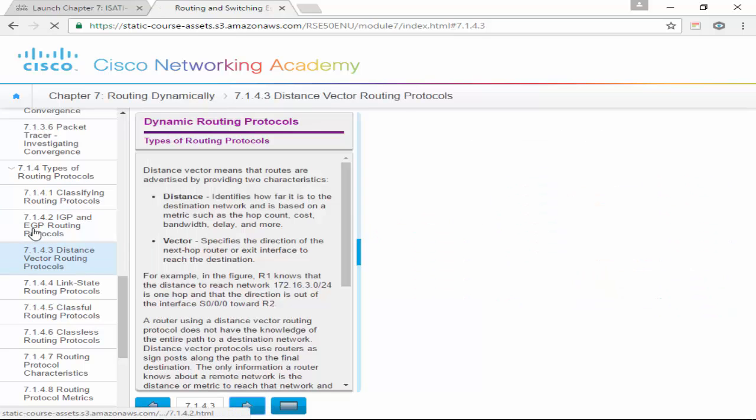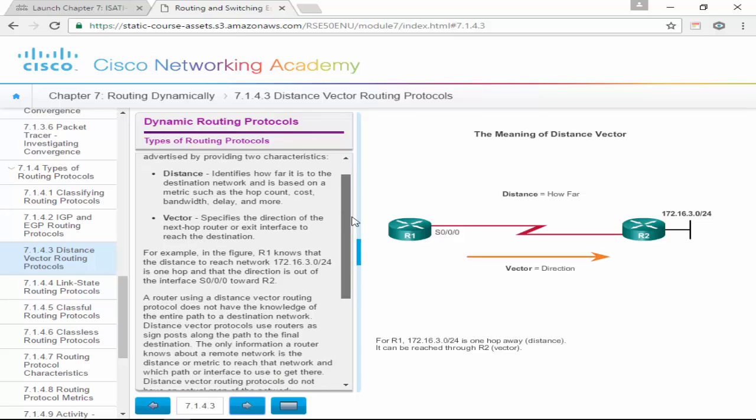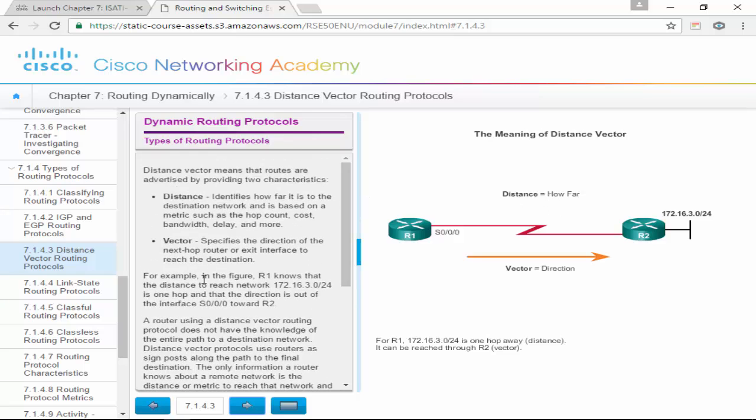Alright, so distance vector routing protocols. Well, if we break it down, it identifies how far the distance is to a network, and then it specifies the direction of the next hop of the router. So that's what a distance vector is. We're trying to figure out how far to the next hop.